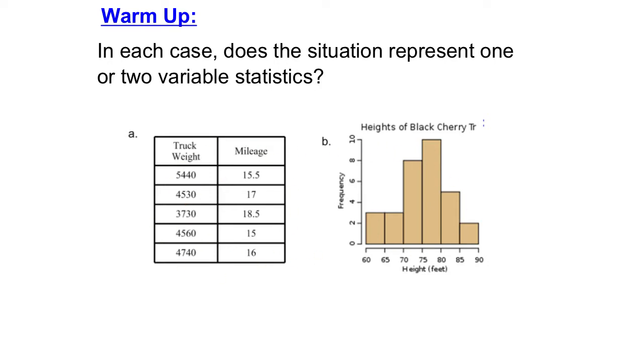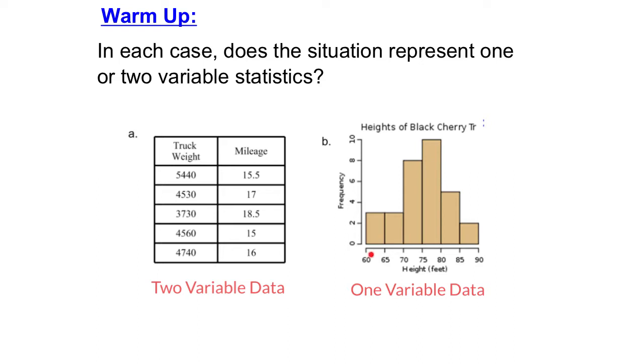Pause the video, try to figure it out, and when you're done, check back in to see how you do. So truck weight is an attribute that I can measure. I can measure the weight of a truck. I can also measure the mileage of that truck. So if I can measure two attributes of the same item, this is two variable data.